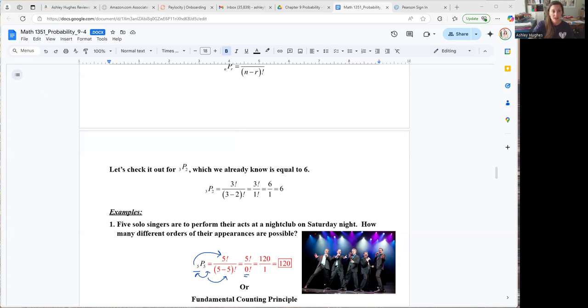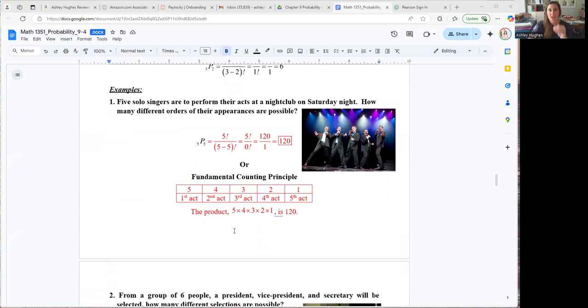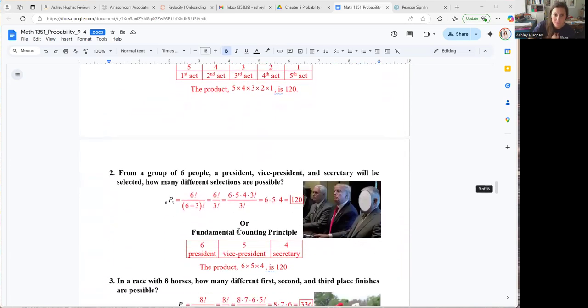But you could find this out by just the counting principle that we were doing, which is just for the first act you have 5, for the second act you have 4, the third act you have 3, the fourth act you have 2, the fifth act you have 1. So same idea, just 2 different ways to get the answer.